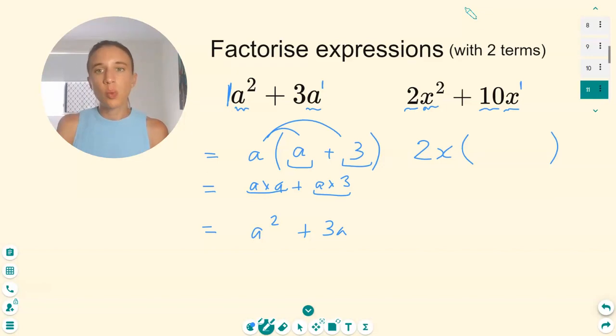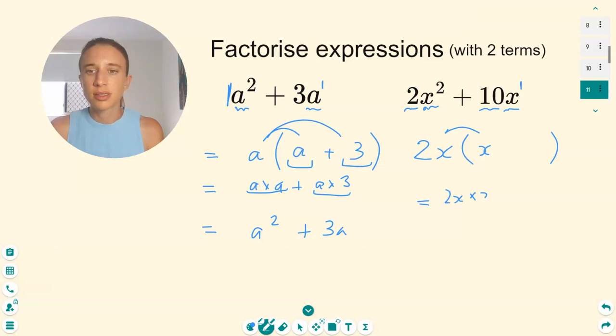Now 2x times what will give me 2x squared? Well, 2x times x. You can test that out. Oh, we won't even write that. 2x times x does indeed give me 2x squared.